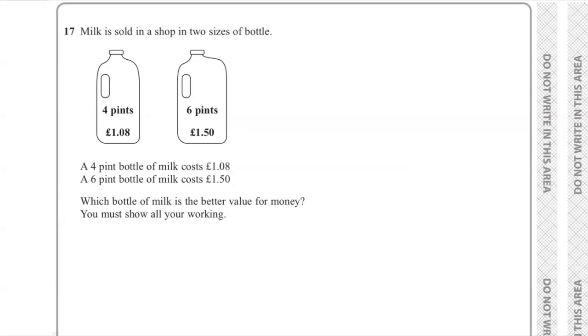So for my 4 pints, if 4 pints cost £1.08, if I divide through by that 4, I can work out what 1 pint costs. And then I'm just going to repeat that with my 6 pints. Now I've got the cost of just 1 pint, I can compare them. I can see this is slightly cheaper, which came from my 6 pint bottle, and that's what I will be writing.